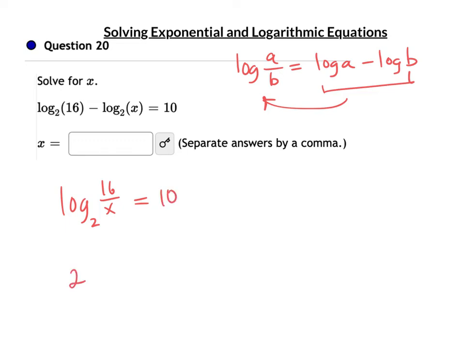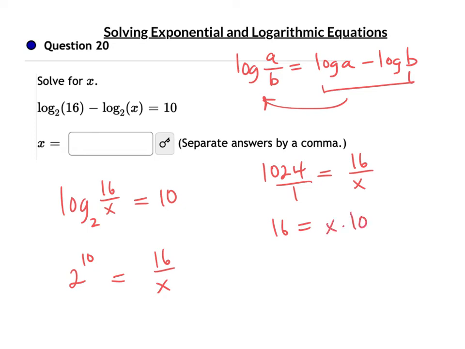Our base is 2. 2 to the 10th power is equal to 16 over x. We just did 2 to the 10th power is 1024 is equal to 16 over x. Let's cross multiply. 16 equals x times 1024, and we'll divide by 1024.